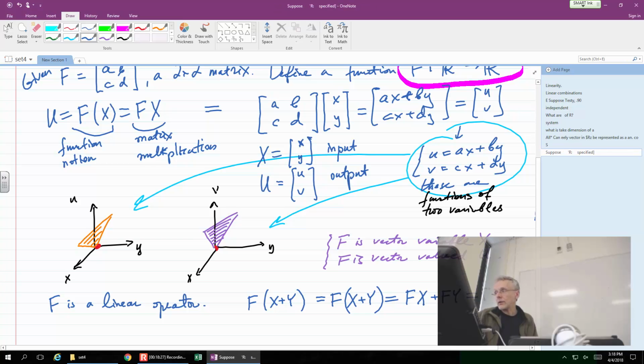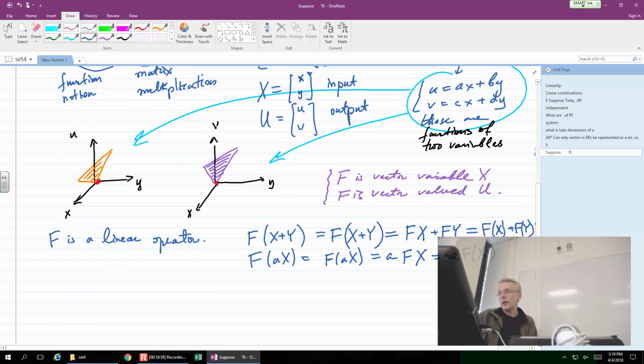And then you write it out, Fx plus Fy. So that is why the summation is preserved. Scalar multiplication is even simpler. So f(ax), we're using the associative or constant multiple property of matrix multiplication, and then we end up with, once again, scalar multiplication being preserved under matrix multiplication.